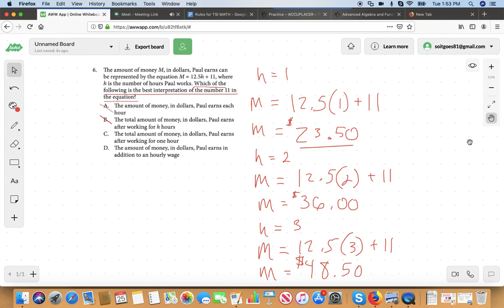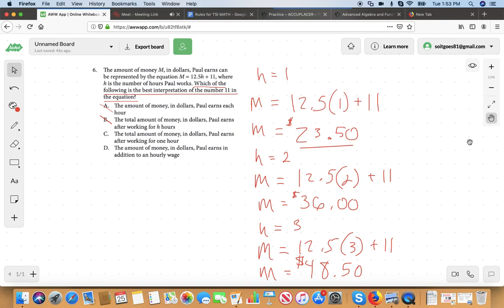Okay. Go read C. The total amount of money in dollars Paul earns after working for 1 hour. Is that what 11 represents in the equation? I don't think so. No, because how much did he make after he worked 1 hour? $23.50. But we see, every hour he makes $12.50 more.